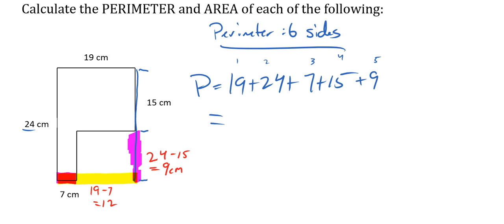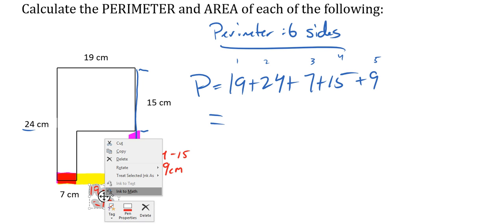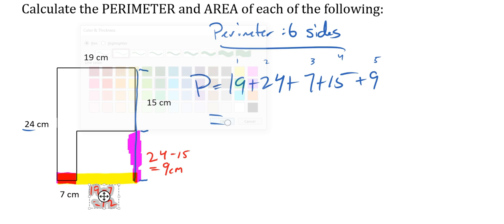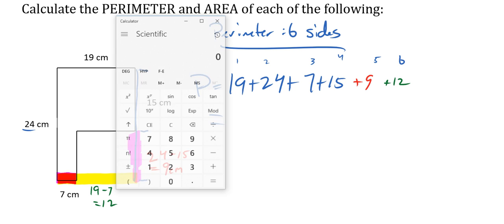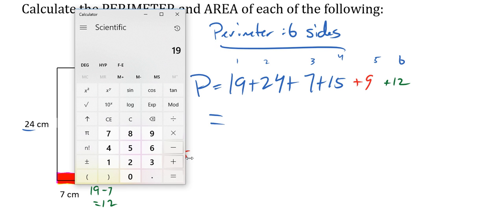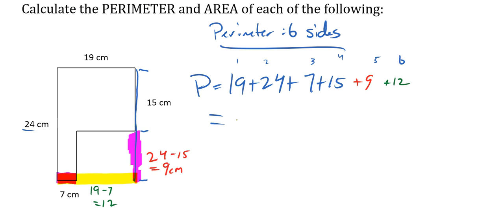Okay, and so I take that 12. In fact, I'm going to do it like this. I got an idea. I'll make this one green so everything matches up nicely. And I'll say this is red plus 9 because it was red plus 12. There's number 6. I got 6 things now, and I can actually add those up with my calculator. 86 centimeters. Don't forget units.